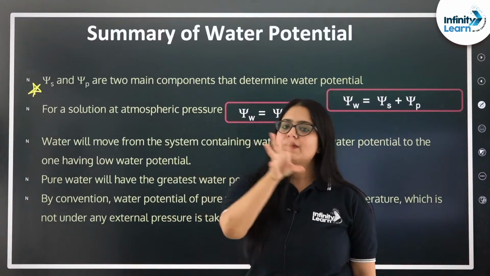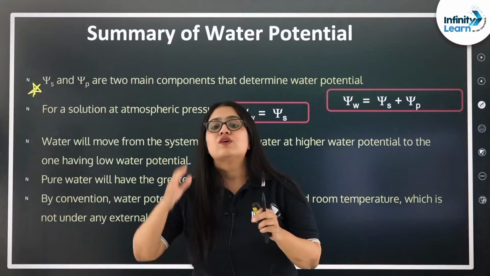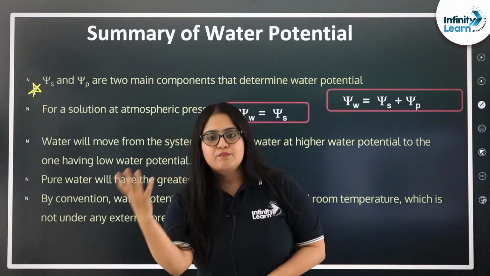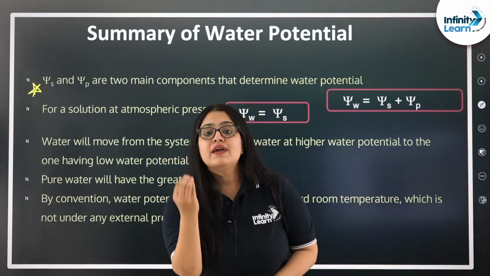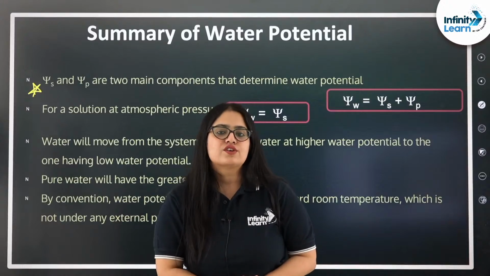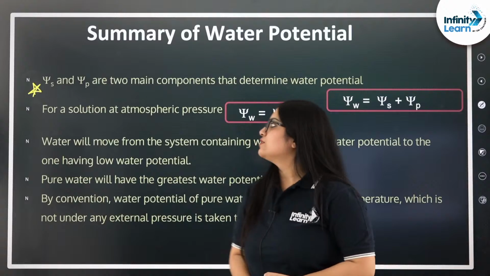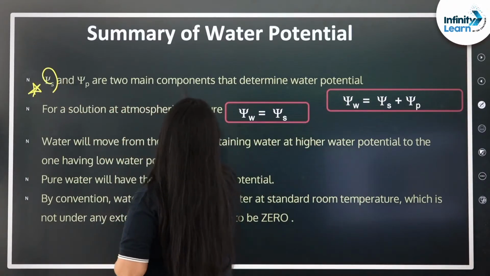Solute potential and pressure potential are the two main components that determine the water potential of a solution. So psi S and psi P. Physical pressure and the addition of solute determine the potential of the water, with the help of which it will move from one point to another. So psi S and psi P are the two main components, right?